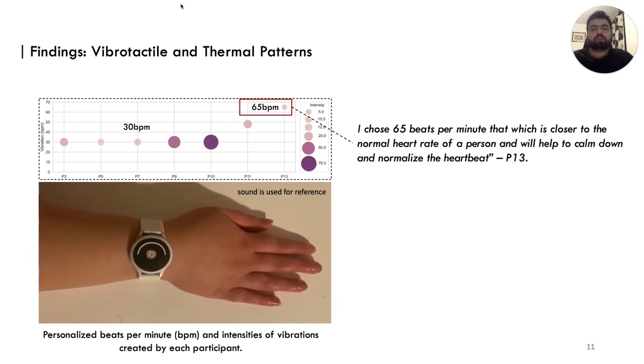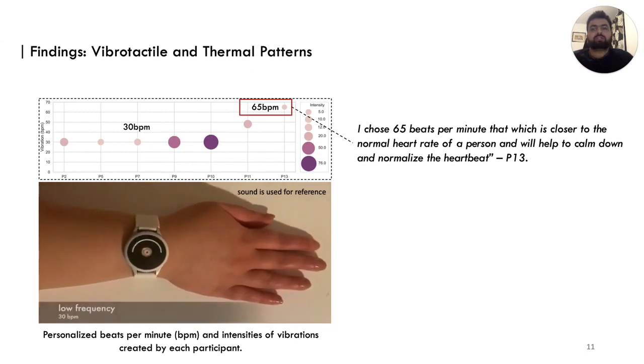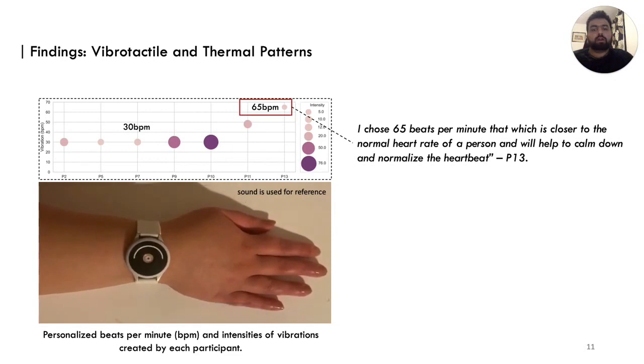She used the resting heart rate as a baseline and mentioned that feeling a 65 beats per minute heartbeat rhythm on the wrist would help her bring the increased heart rate down during intense fear. Only two participants did not associate the vibrations to their heartbeat. Instead, they valued the slow rhythms created by the vibrations.